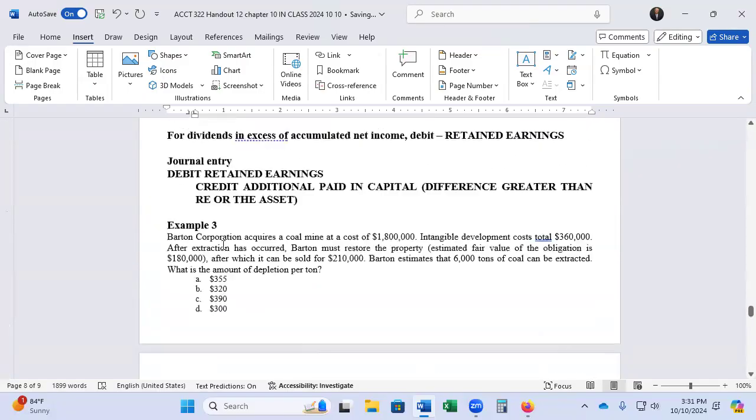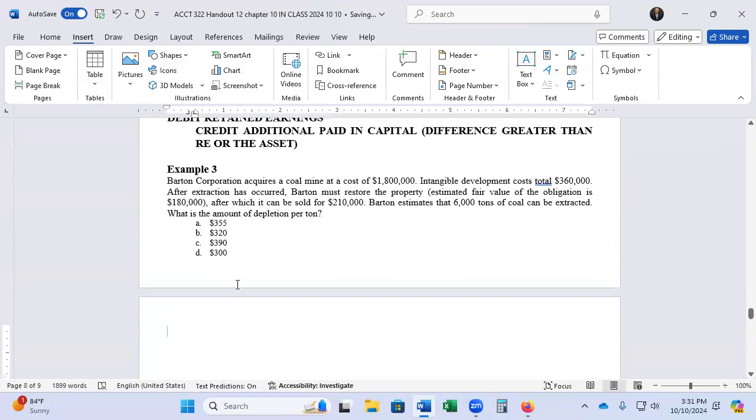So now let's look at example 3, and I will walk you through that. I'll give you a minute just sort of to catch up and make sure you have all that.